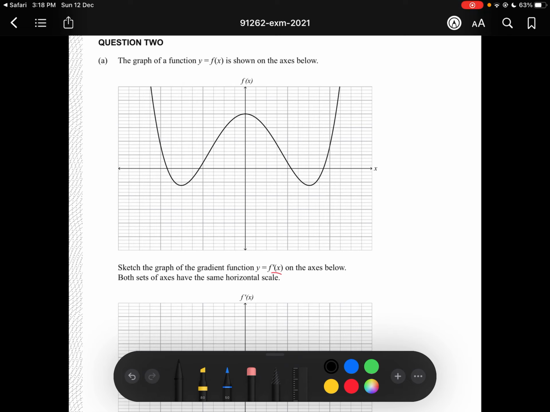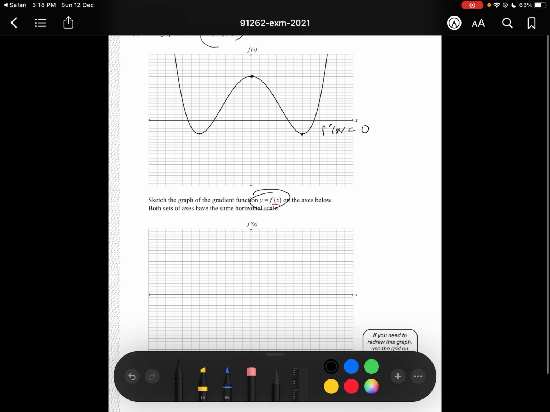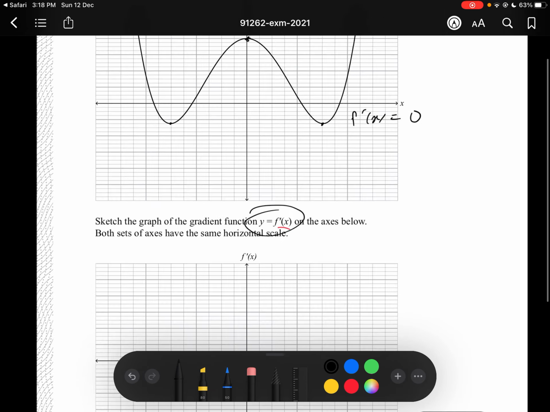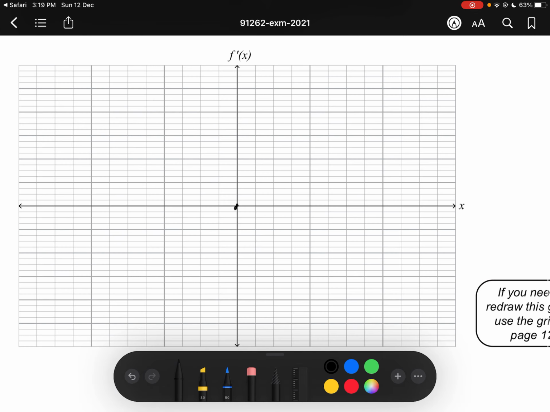So it's a very similar logic. f dash of x refers to the gradient function of f of x, right? The first key important point is the turning points of f of x. The turning points of f of x are when the gradient is 0, so that will be the x-intercepts on f dash of x. So we're going to have this point here and this point here. That's when f dash of x equals 0. And we can simply memorize these points. We have -6 here, 0 here, and positive 6 here, and we can say that these will be our x-intercepts.